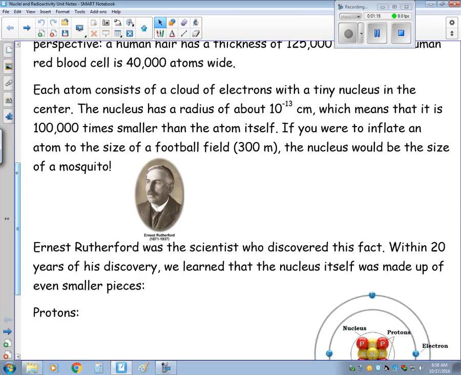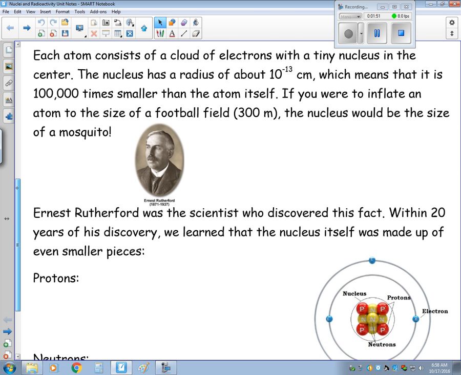Each atom then consists of a cloud of electrons with a very, very tiny nucleus in the center. The nucleus of an atom is right around 10 to the negative 13th centimeters. So it's about 100,000 times smaller than the atom itself. A good example: if you were to inflate an atom to the size of a football field, which is about 300 meters, the nucleus would be about the size of a mosquito.